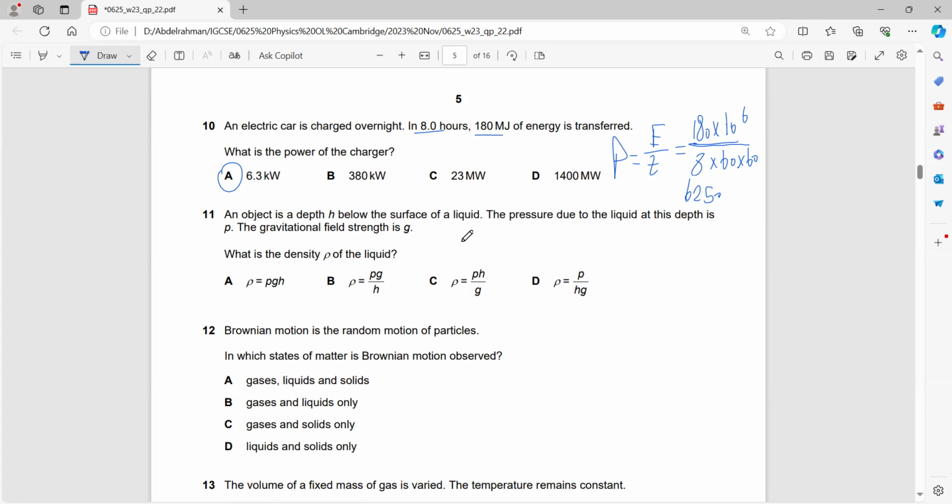Wait. The pressure. See, so P is rho g h, not rho is P g h. Huh? So A is wrong. How can I find the rho? How can I find the density? It's D. It's like P over g h. So it's D. Okay. You just need to rearrange the equation.